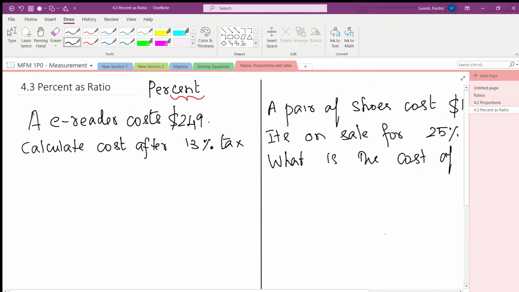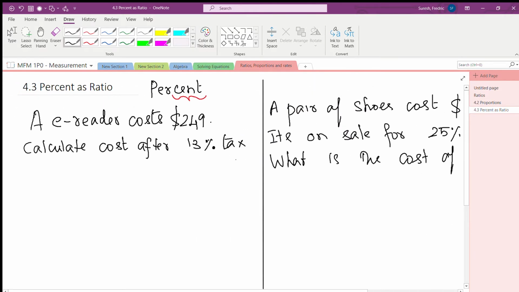Okay, so look at this problem here. The cost of an e-reader is $249, and we have to add taxes to it at the checkout counter and then finally calculate the cost of it. So what do we do first? We say, okay, I need to calculate that for every $100 I have to pay $13. So if I pay $249, how much taxes will I pay?